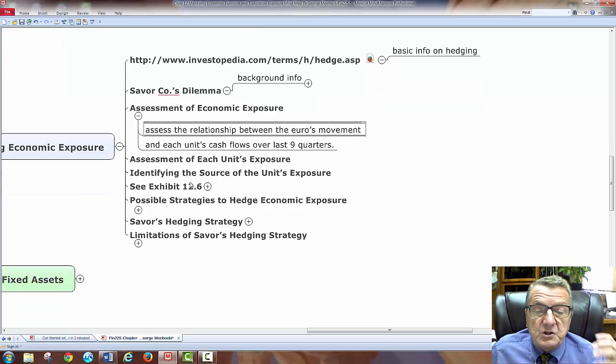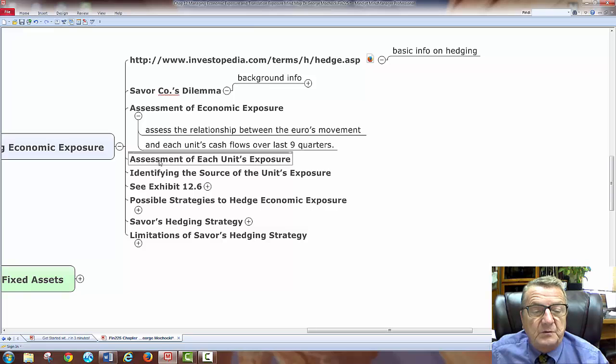Okay, so assessment of economic exposure. You've got to look at the relationship between the euro movement, the exchange rate of the euro against the dollar, and each unit's cash flow over the past quarters. Nine quarters is all they're going to look at. That's more than enough historical data, because afterwards you'll be in a different time frame. Remember, in the short term, it's easier to be exposed. Assessments of each unit's exposure.